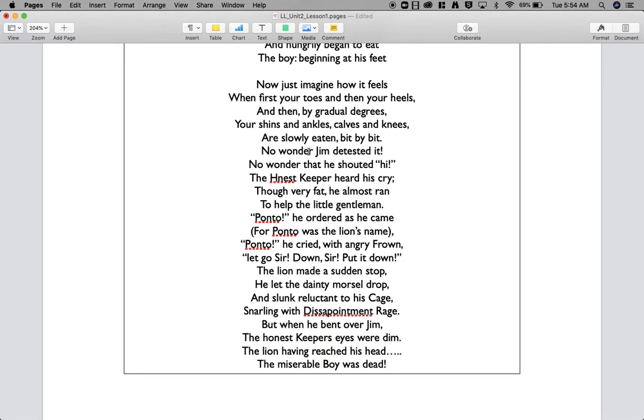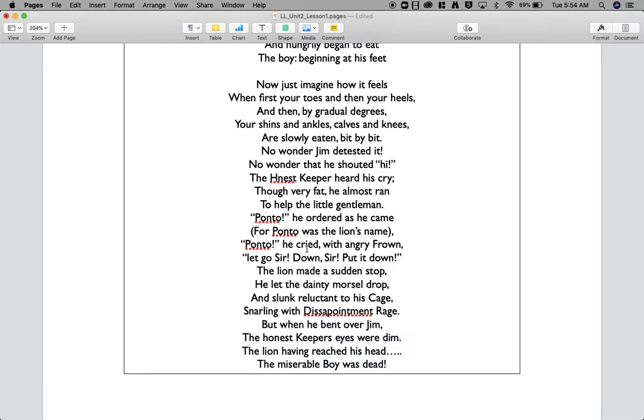No wonder Jim detested it. No wonder that he shouted, "Hi!" The honest keeper heard his cry. Though very fat, he almost ran to help the little gentleman. "Ponto!" he ordered as he came, for Ponto was the lion's name.